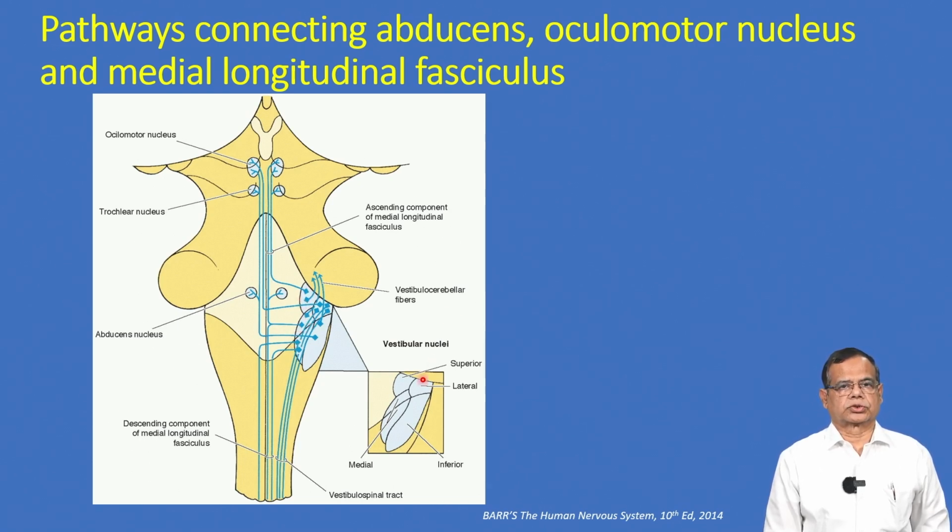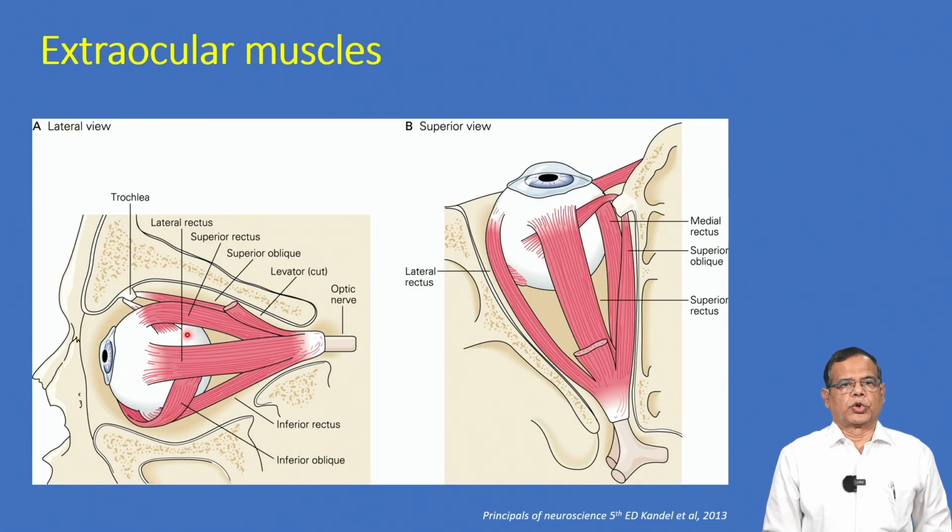Here it is showing the details of the 4 parts of the vestibular nucleus. Before going to the movement of the eyeball, let us identify some of the features of the extraocular muscles. This is showing the lateral side of the eye. This is the lateral rectus. When the lateral rectus contracts, the eyes will move towards the lateral side.